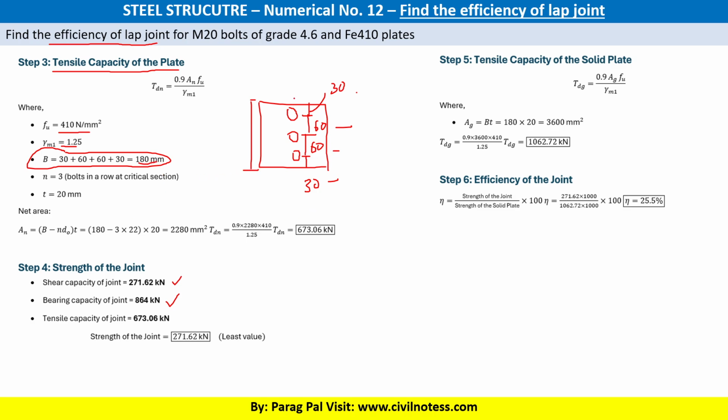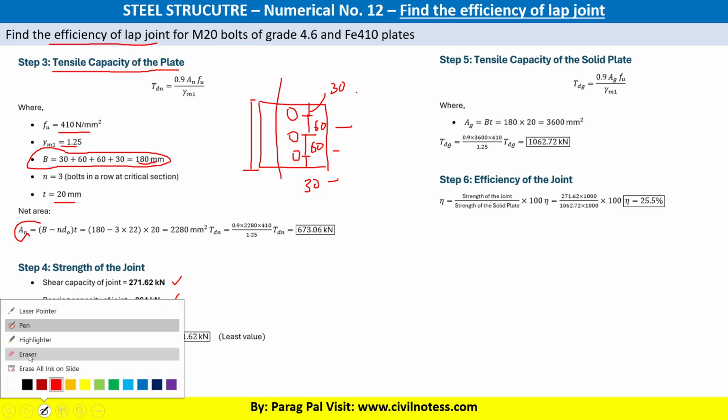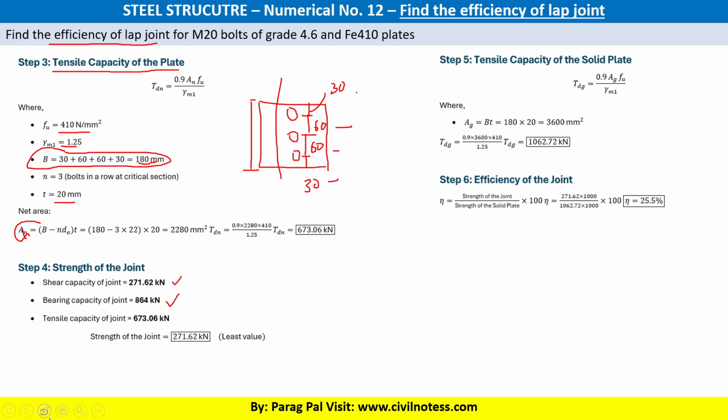So we are assuming 3 bolts in a critical row section, and thickness we already have as given data, 20 mm. Now to calculate An, because An is the major value in the above formula: An equals b minus n into d into thickness. We have b as 180, n as 3, d as 22, and thickness 20 mm. If you put all the values here, you will get 2280 mm square.